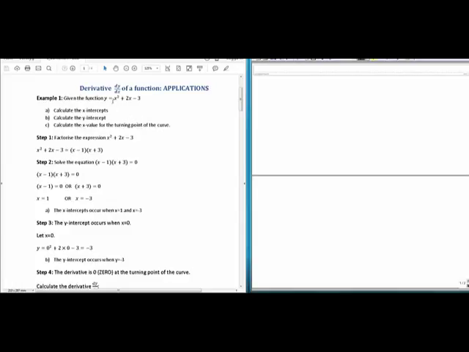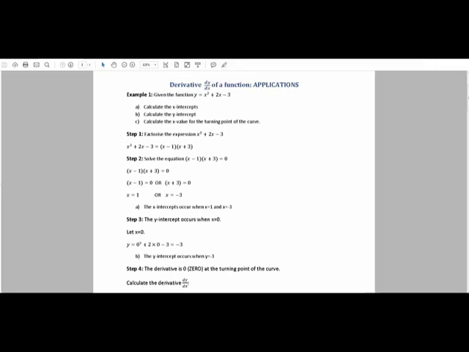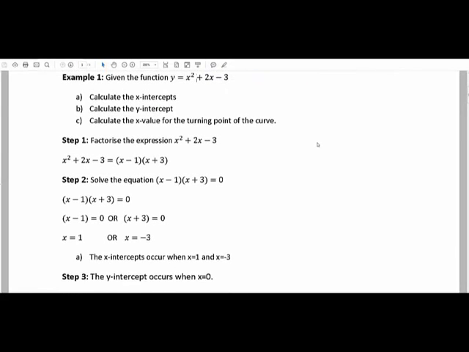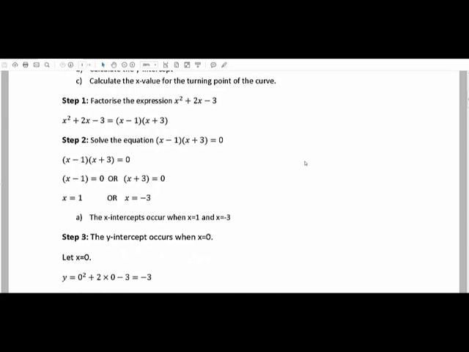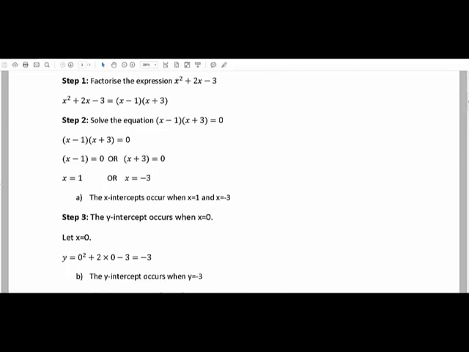If we look at the function, we see that the x squared term is positive, so we know that it's going to be like a smiley, a U shape, which means that the function will have a minimum. Let's have a look at these examples, and I'm just going to make this full screen. So basically, to find the x-intercept, we have to factorize this expression. Okay, so we have x squared plus 2x minus 3.